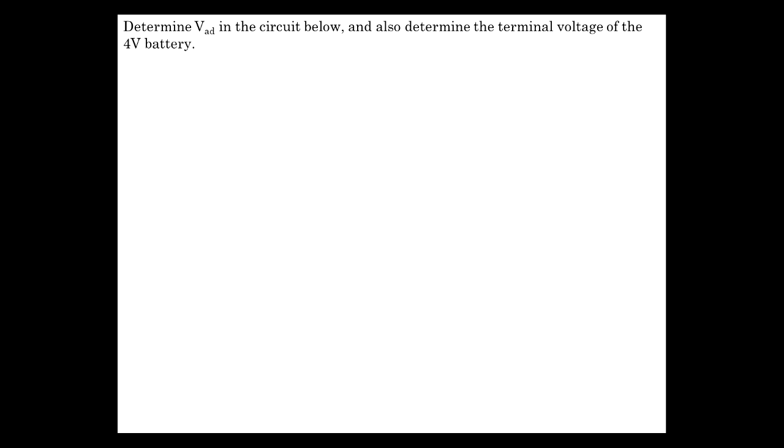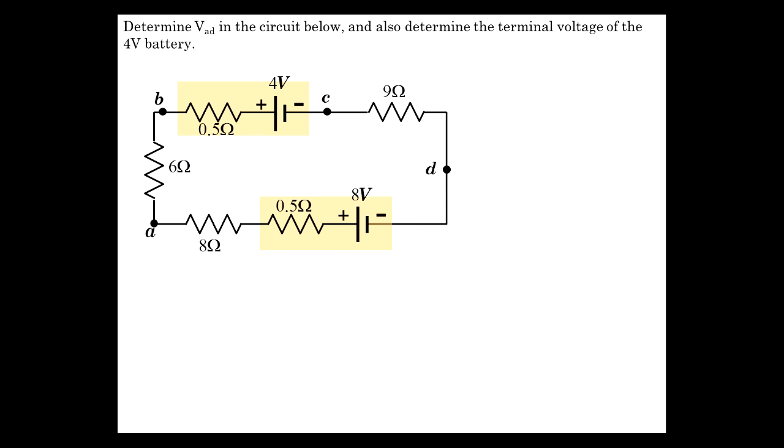In this example, we will look at the voltage VAD. What is VAD? Voltage of A with respect to D. We'll go in both directions, look at it from 2 different points of view, and also what's the terminal voltage of the 4-volt battery. That's across this thing. All right, so VAD. What's VAD?